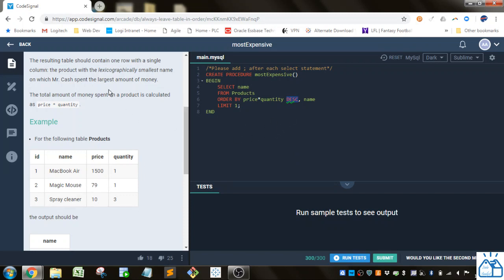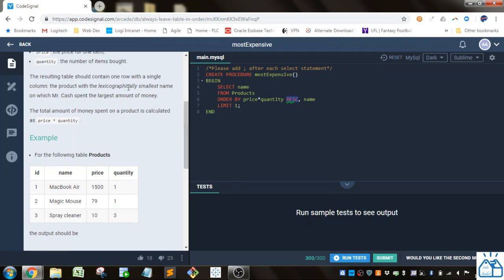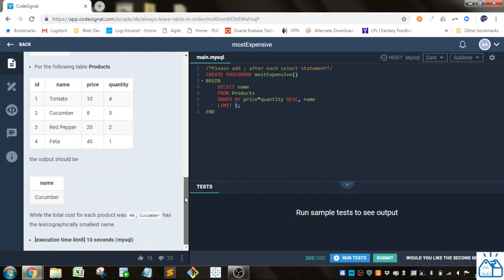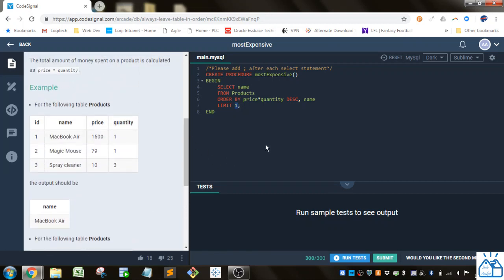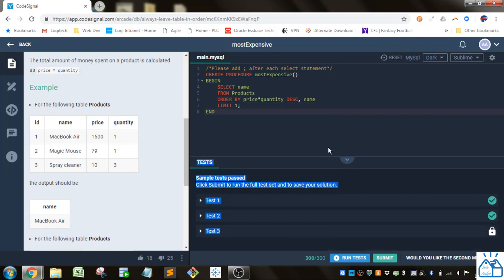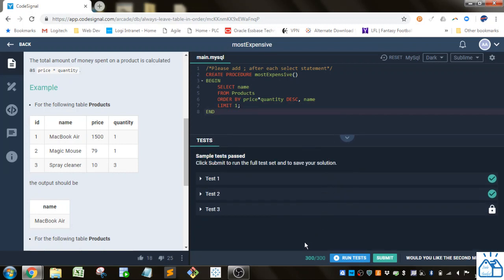And then it says we also wanted the lexicographically smallest name on which Mr. Cash spent the largest amount of money, so we're going to put name as the second sort condition, and we want that ascending, so we don't need to put a keyword there. And we only want one, so we're going to use the limit keyword to limit it to one item, which would be the top item. All right, so if we ran that, we'll see all the items will pass, and that's all you need to do.